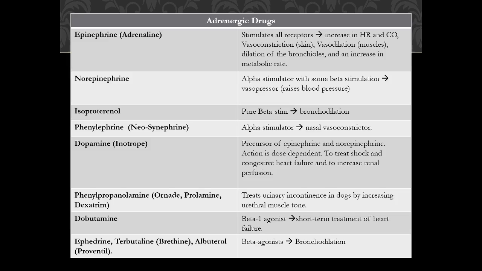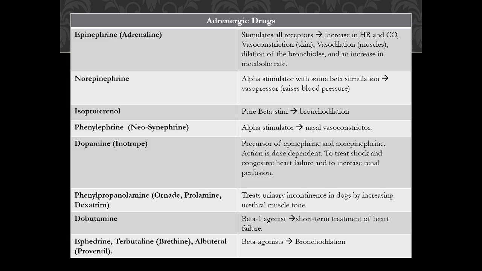Epinephrine, or adrenaline, stimulates all receptors, and it causes an increase in heart rate, cardiac output, vasoconstriction in the skin, but vasodilation in the muscles. So we're going to run really fast, but we might be pale. It also causes dilation of the bronchioles and an increase in metabolic rate. Norepinephrine is an alpha stimulator with some beta stimulation. It also raises the blood pressure, and we call it a vasopressor.